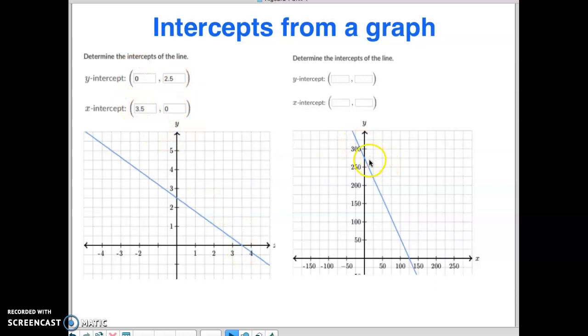Let's do one more. Here is my y-intercept. Here is my x-intercept. What are the coordinates of this? Well, it'd be (0, 275). So we put in (0, 275). And this one down here would be over 125 and 0. So we put in (125, 0). It's that simple.